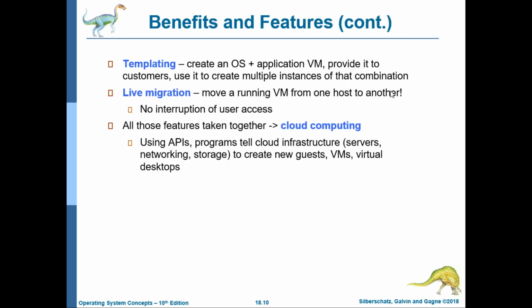Okay, continuation for the benefits and features. Another benefit is templating: create an OS plus the application VM, provide it to customers, and use it to create multiple instances of that combination. And then we also have live migration, to move a running VM from one host to another. From the word itself, the system is running and you can move it from one host to another. And because of live migration, there is no interruption of user access.